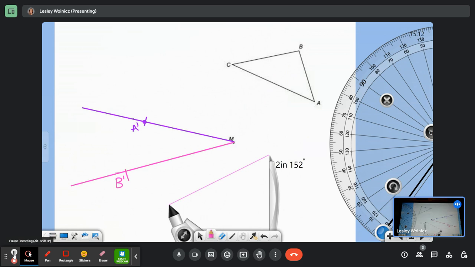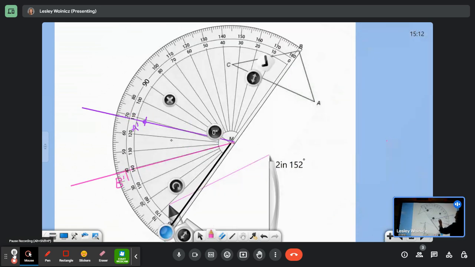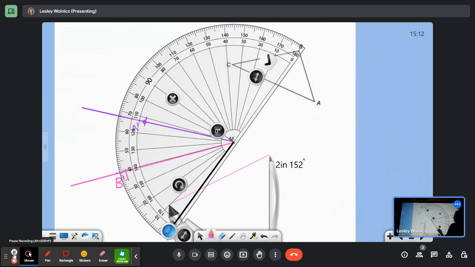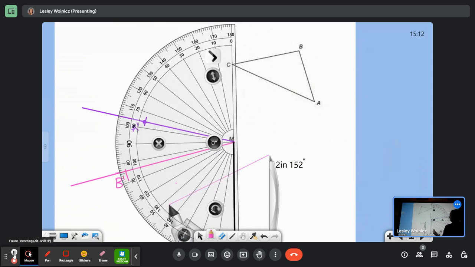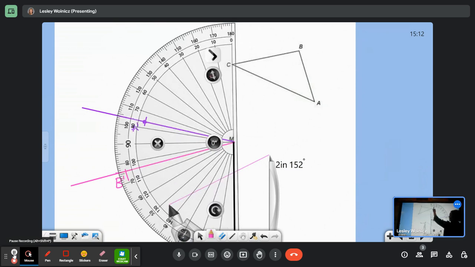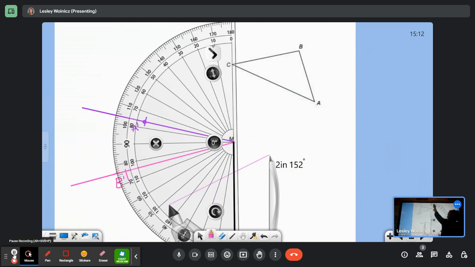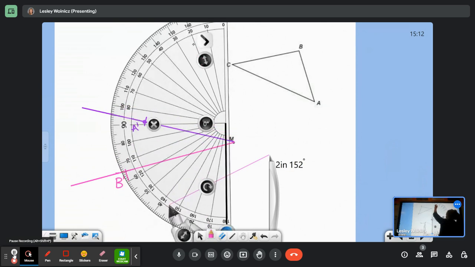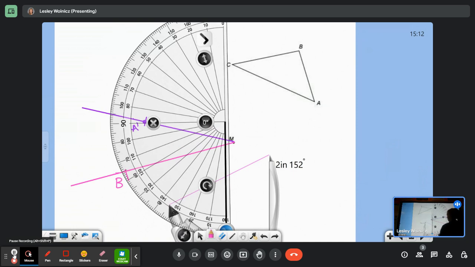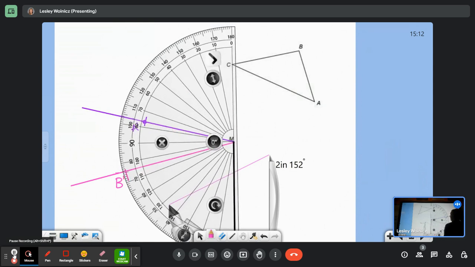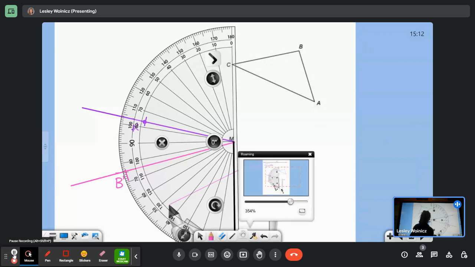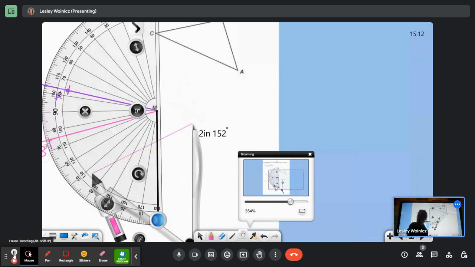You guys are doing pretty good with this. All right. I'm going to put my protractor back on, centered on M. I'm going to rotate it so that my C is at 0. I'm going to shrink mine down a little bit because it's too big. I'm going 140 degrees counterclockwise from C.